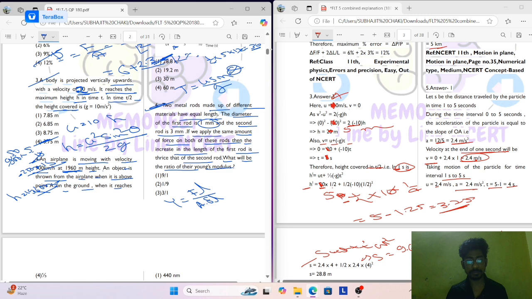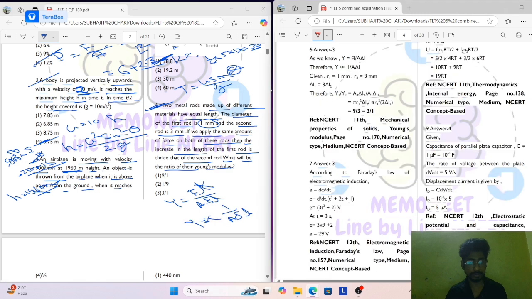How can we calculate this? So y1 by y2 equals a2 del L2 divided by a1 del L1, right? The area for the first rod means pi d square by 4, right? Pi by 4 will cancel out from each other. So this is 9 and this is 1. 3 square and 1 square. Okay, del L2 by del L1.